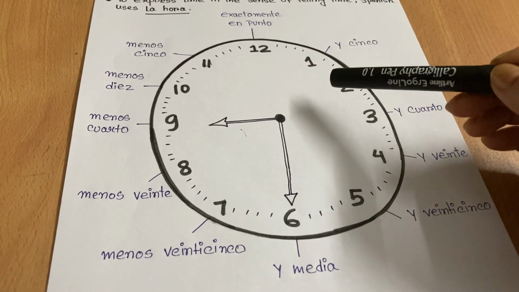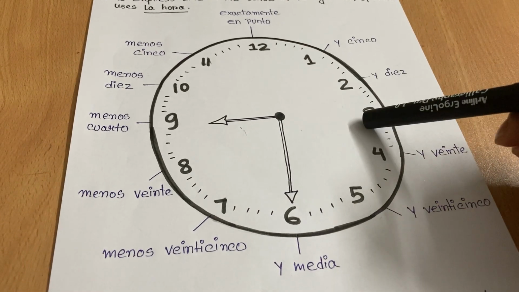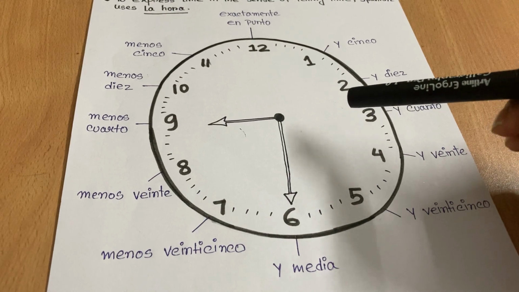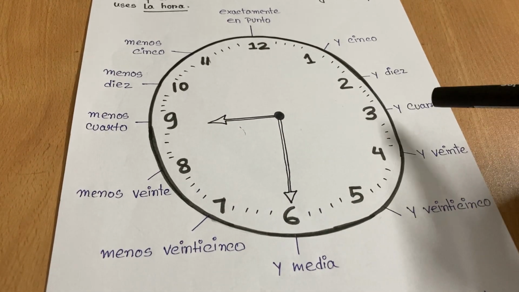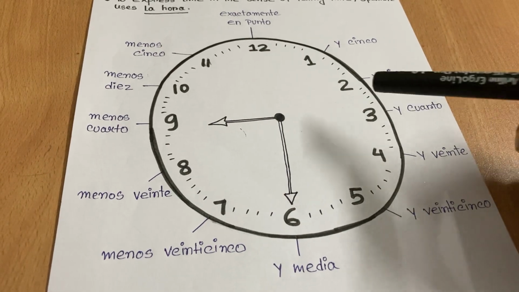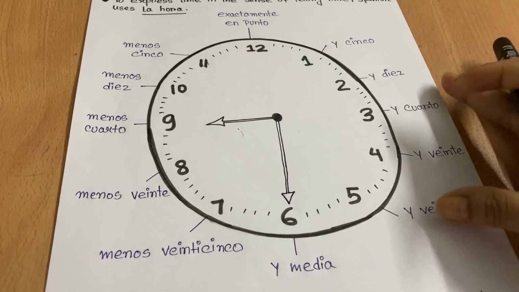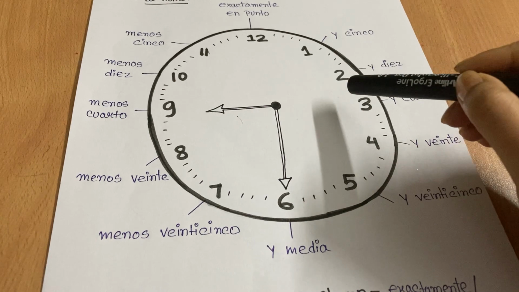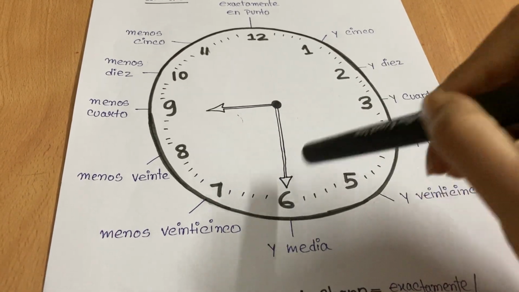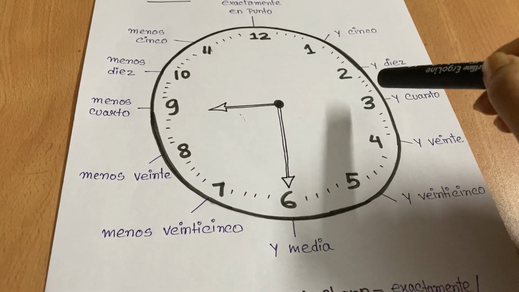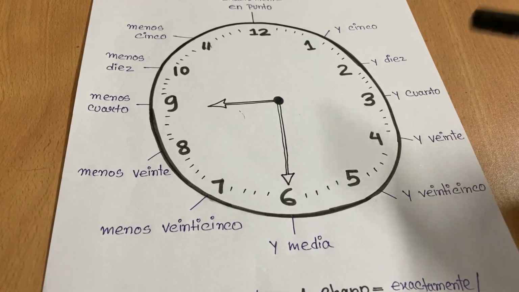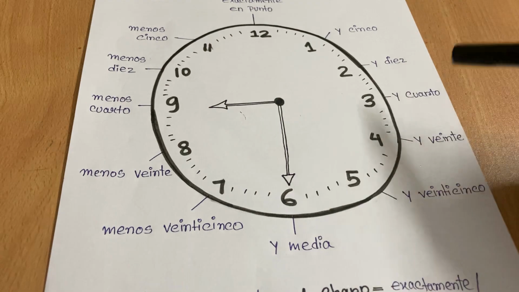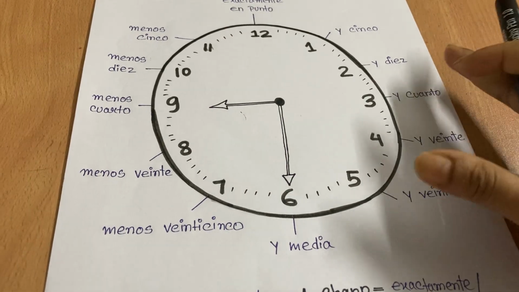So if I want to say 2:15, then in Spanish I will say it like this: son las dos y cuarto. Son las dos y cuarto. Like this, till half we have to add y plus minutes. Y means and, plus minutes.